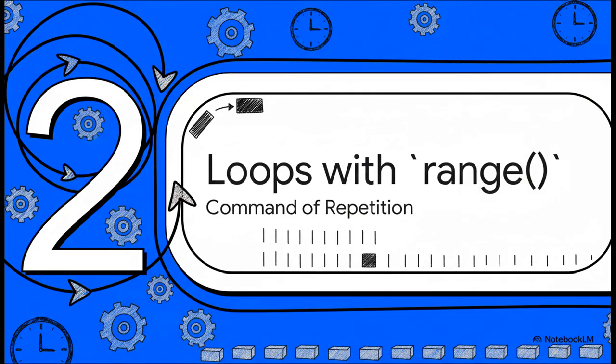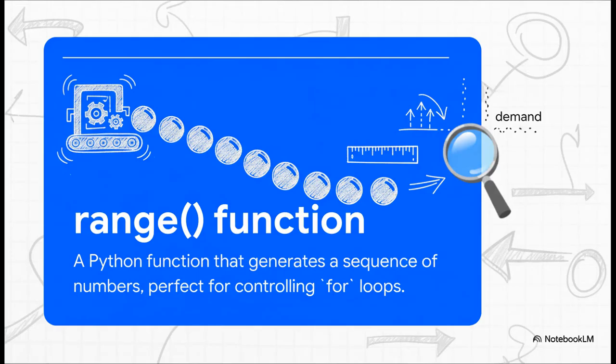But what if you just need to do something a specific number of times? Say, exactly 100 times. You don't want to have to create a list with 100 items just for that. This is where we need more precise control. And for that, we use a super handy function called range. Think of range as a number dispenser for your loop. You don't give it a list, you just give it rules, like start here and stop here, and it feeds the numbers to your for loop one at a time, right when it needs them.